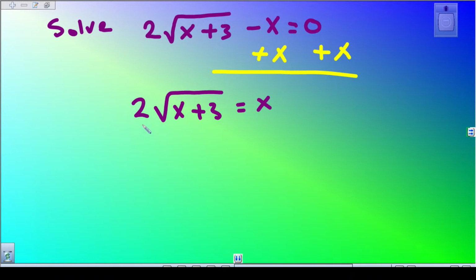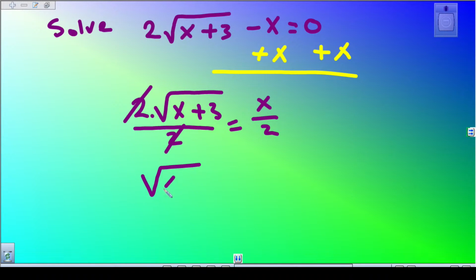Before you do that, you have to divide by 2. So let's divide by 2. In this case, the 2's are going to cancel, obviously. That's going to leave me with the square root of x plus 3 equals this amount here on the right side.